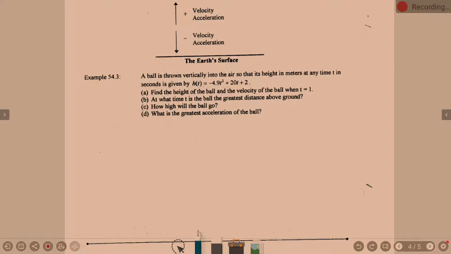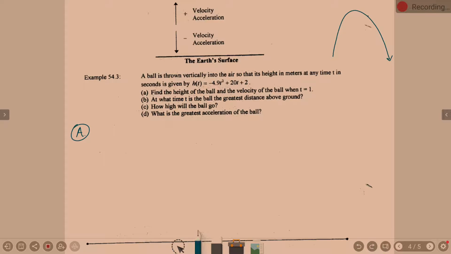Okay, example 3. A ball is thrown vertically into the air so that its height in meters at any time t in seconds is given by h of t. A ball is thrown in the air, it goes up, it comes down. That is an upside down parabola, yes? Thus, notice the height is a negative quadratic equation, negative 4.9 t squared. Now, we have 4 parts. We have to find the height, what time the ball is the greatest distance above the ground, how high the ball will go, and the greatest acceleration of the ball. Well, we shall start with A.